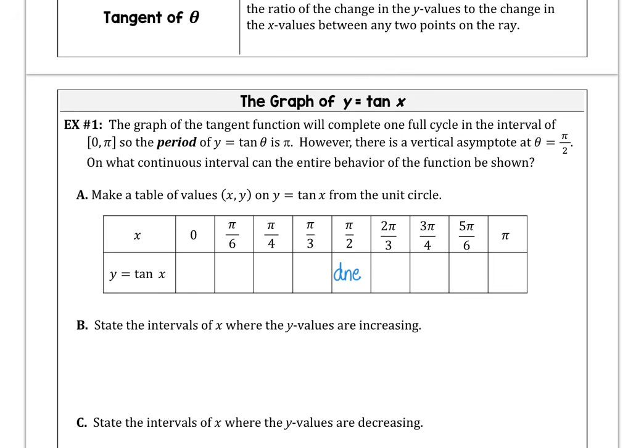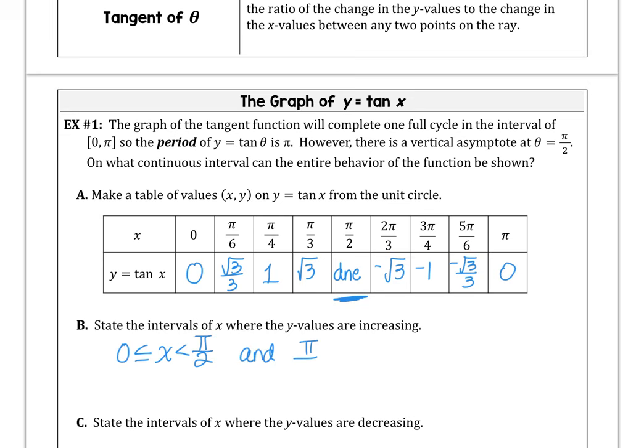So first we're going to complete the table of values based on our unit circle that we learned earlier in this chapter. So completing that table, we want to state the intervals of x where the y values are increasing. That occurs from 0 to pi over 2. Does not include pi over 2 because we have that vertical asymptote. And it also happens on the other side from pi over 2 all the way up to pi.